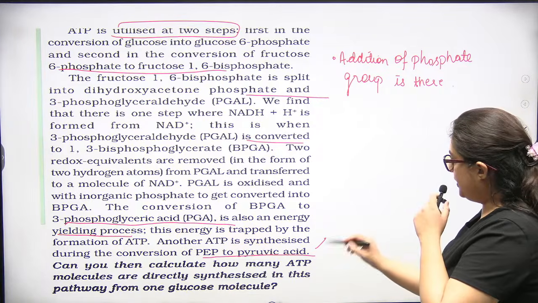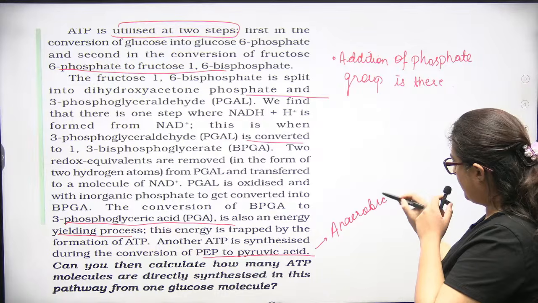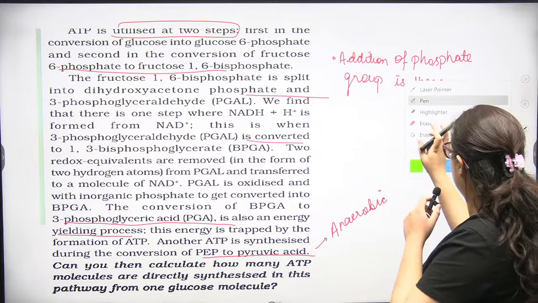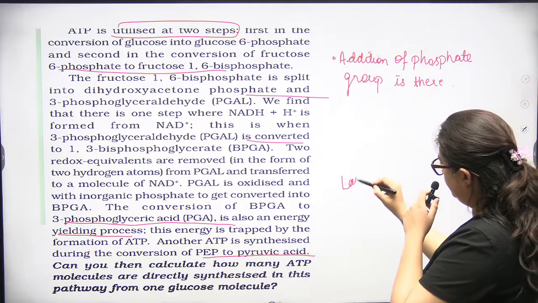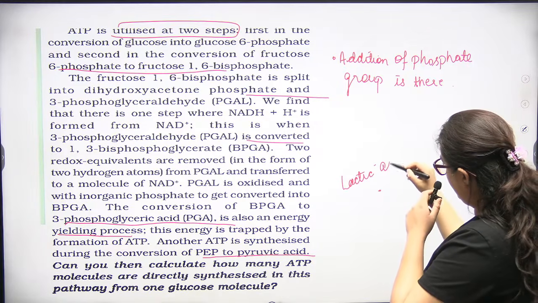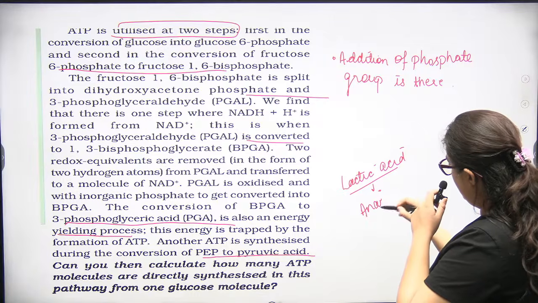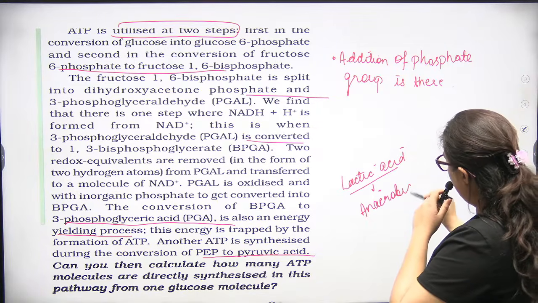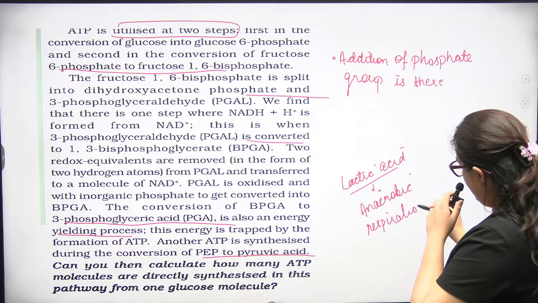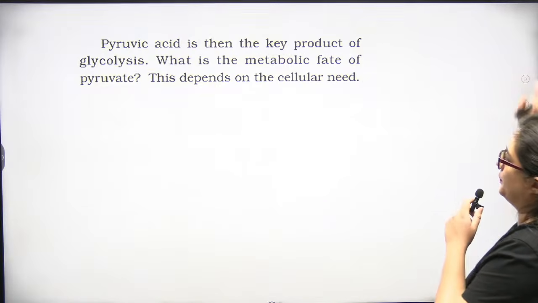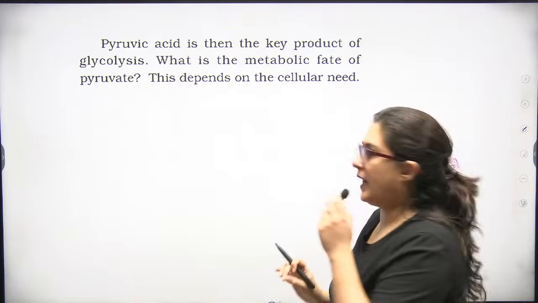Now, pyruvic acid, if formation of lactic acid is there, this is the concept of anaerobic respiration, which is also called fermentation. Pyruvic acid is then the key product of glycolysis.